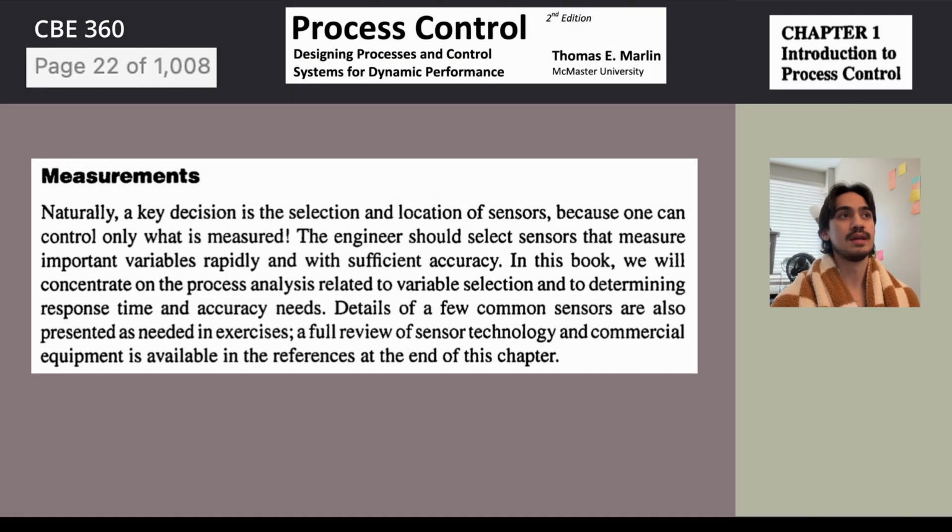Measurements. Naturally, a key decision is the selection and location of sensors, because one can't control what is not measured. The engineer should select sensors that measure important variables rapidly and with sufficient accuracy. In this book, we will concentrate on the process analysis related to variable selection and to determining response times and accuracy needs. Details of a few common sensors are also presented as needed in exercises. A full review of sensor technology and commercial equipment is available in the references at the end of this chapter.